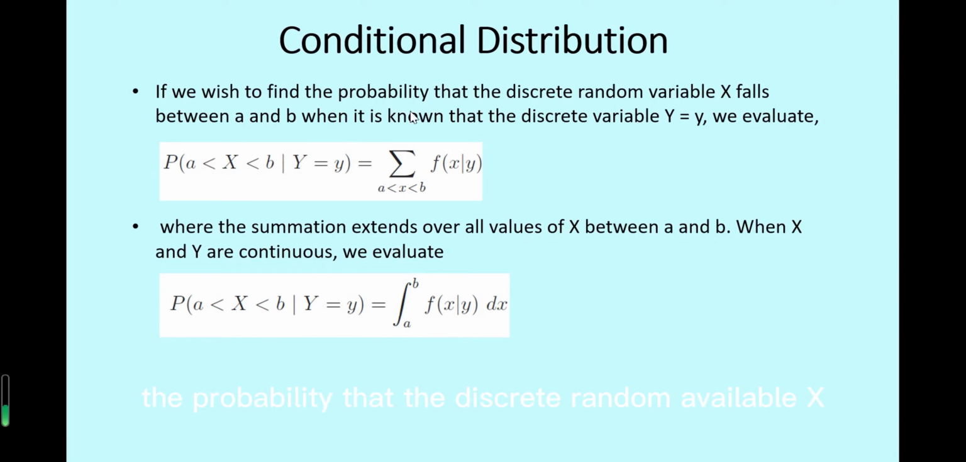If we want to find the probability that the discrete random variable X falls between A and B when it is known that the discrete random variable Y equals y, we can calculate the probability of X between A and B given Y equals y as the summation of all the conditional probabilities of x given y over the range of x between A and B. And for the continuous case, we can write the probability of X between A and B given Y equals y as the conditional density function f(x|y), taking the integral of dx over the range A to B.